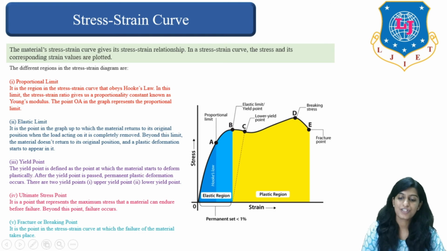And the last one is point E, which is the fracture point. It is the point where the material will collapse. Right, so this is the advantage of using a stress strain curve. We can have stress strain curves for different materials, for different metals, and we can see in which limit or in which portion we can utilize that particular material.